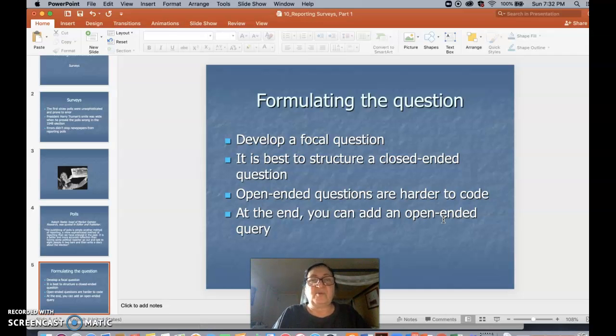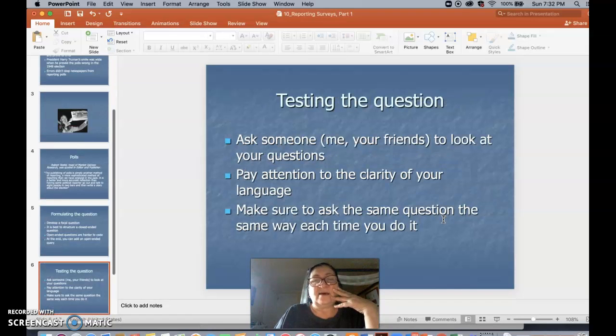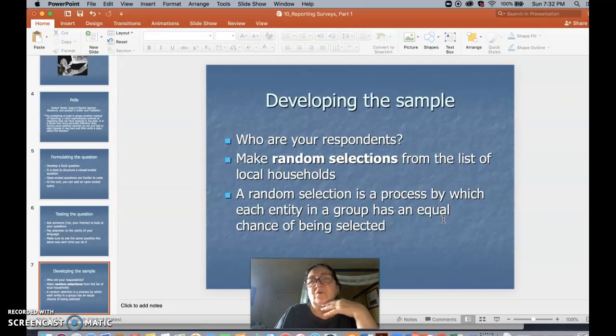So, in order to run a good poll, we formulate the question, develop the central question. It is best to structure a close ended, a yes or no question, because open-ended questions will be hard to code, and at the end you can add open-ended questions just for quotes. Testing your questions, ask someone, friend or a relative to look at your questions or ask them to take the poll. Pay attention to the clarity of language. Make sure to ask the same question in the same way every time you do it. If you're running a verbal poll, but if you're running a written poll, of course, the uniformity will be guaranteed.